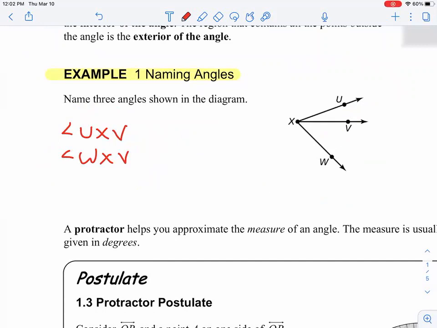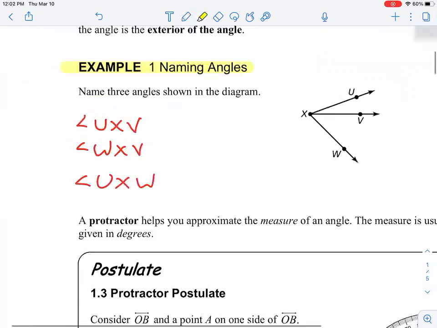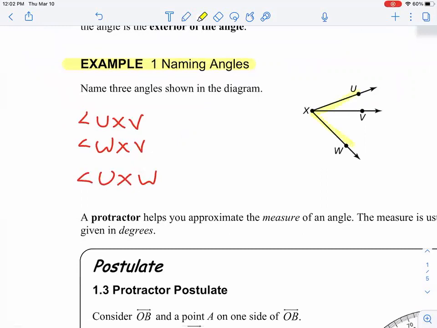We also could name the entire angle UXW. Angle UXW means the whole thing, both of them together. And now remember the order: the only thing that's important about the order is that the turning point, the X, which is called the vertex, has to go in the middle. So I could have called this WXU, and that would be perfectly fine. It'd be the same thing.